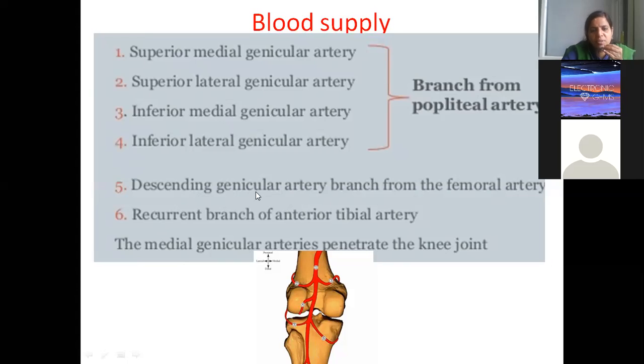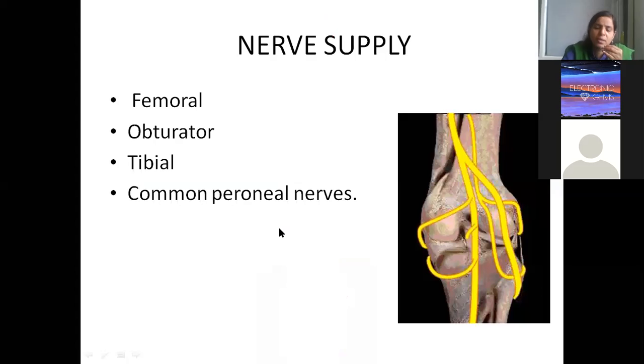So we have one genicular branch coming from the femoral, and a recurrent branch from the anterior tibial, apart from these genicular arteries. What about the popliteal fossa? What about the sciatic nerve? It divides into the tibial and common peroneal nerves. This is tibial, this is common peroneal. Apart from that, the nerves supplying the knee joint are femoral and obturator.